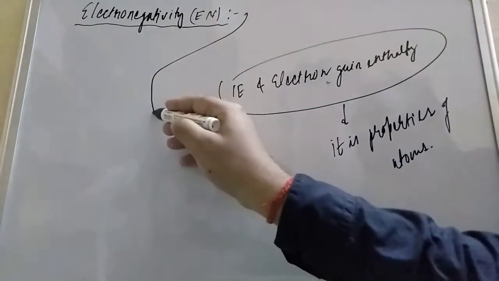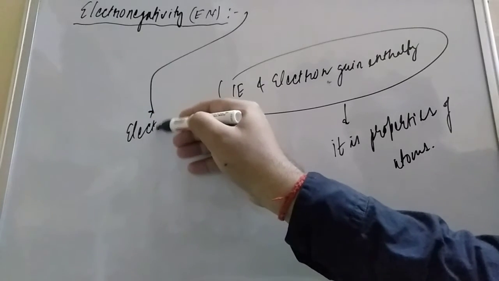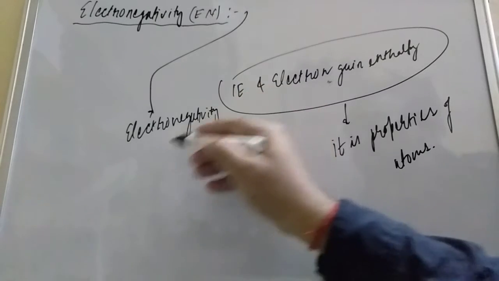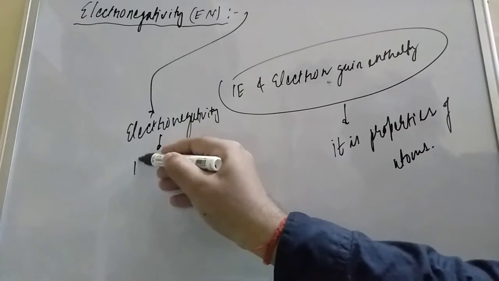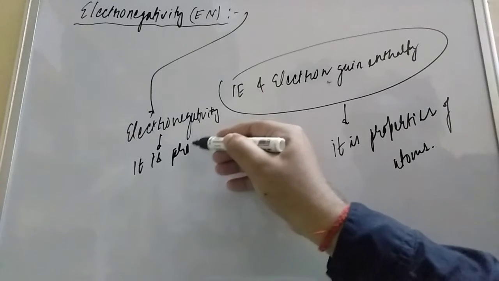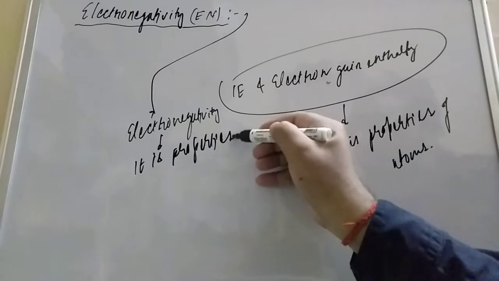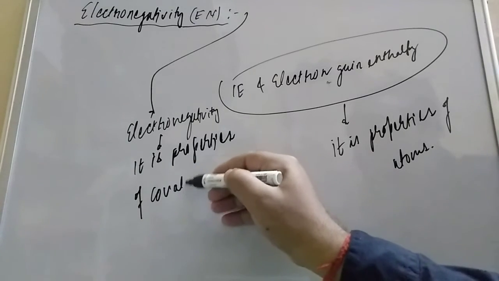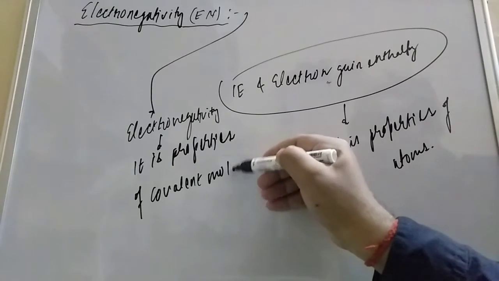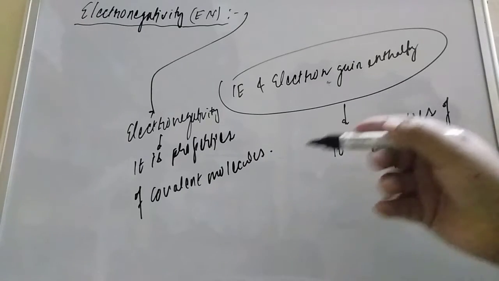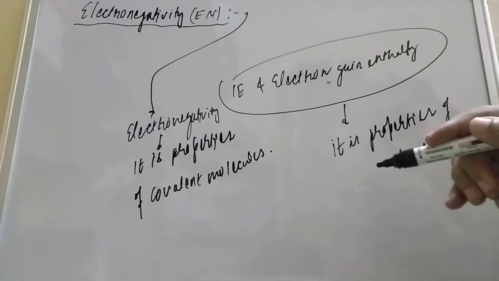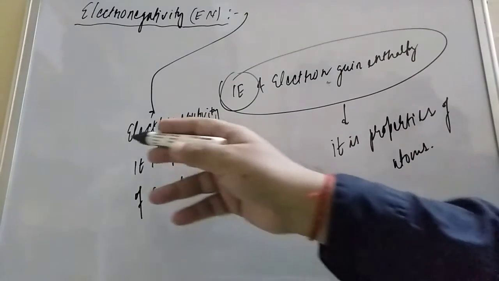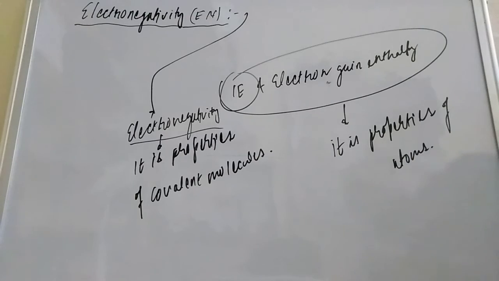Electronegativity is a property of a molecule. What kind of molecule? A covalent molecule. That is the difference also. They can ask which is the property of a molecule, so they will ask about ionization enthalpy, electron gain enthalpy, and electronegativity. Our concept will be that electronegativity is a property of a covalent molecule.